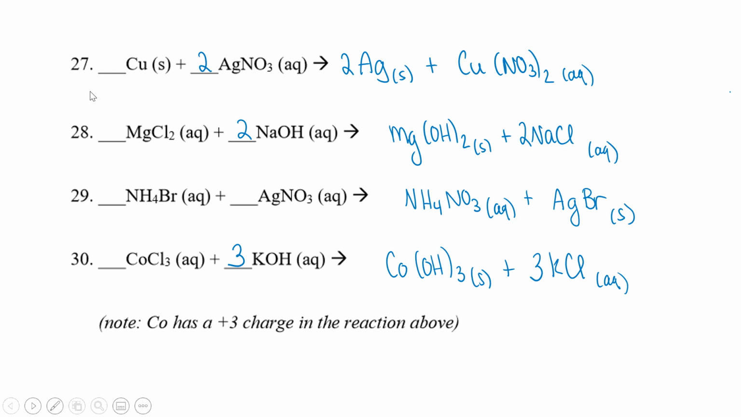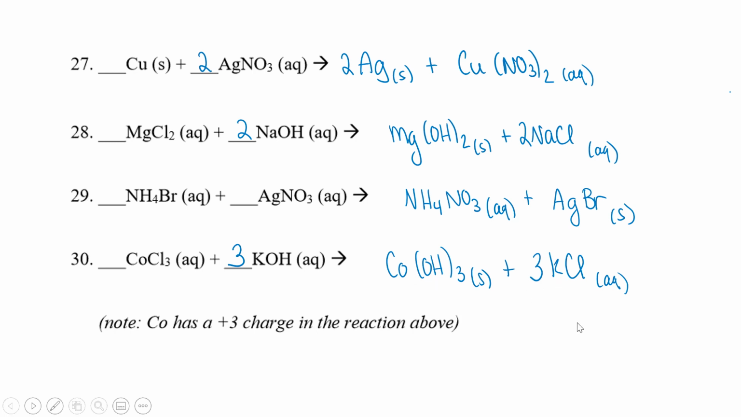So here we go. This first one was a single displacement reaction where the silver and copper switched places. And then 28 was a double displacement. The magnesium and the sodium switched places. The magnesium hydroxide is a solid. Sodium chloride is soluble, so it's aq. In this case, the NH4 and the Ag switch places, so you form ammonium nitrate, which is soluble, and then silver bromide, which is not. And then here, the cobalt and the potassium switch places, cobalt hydroxide and potassium chloride.